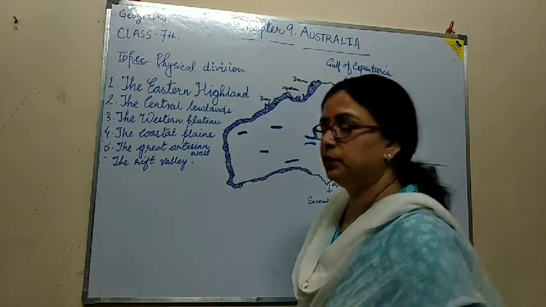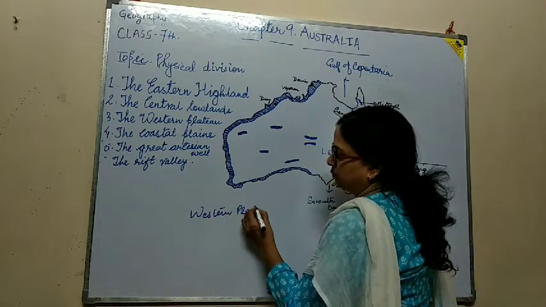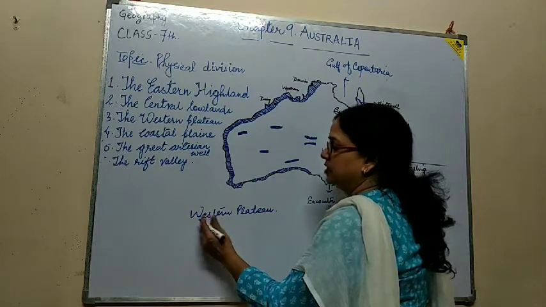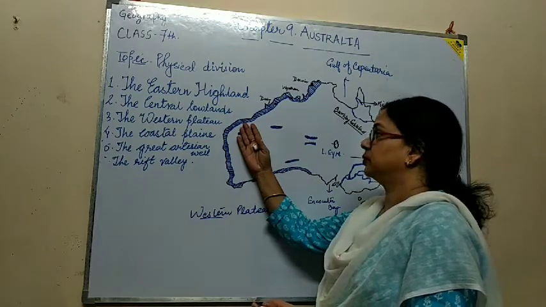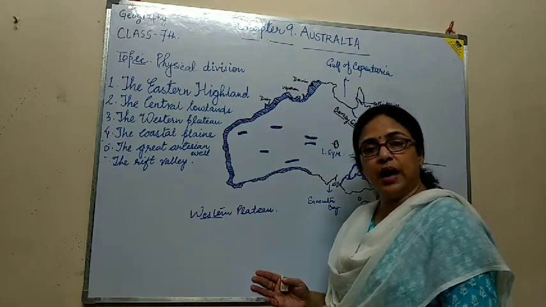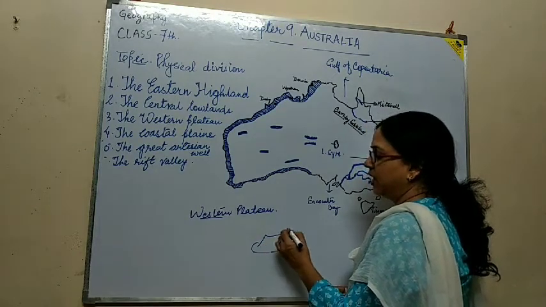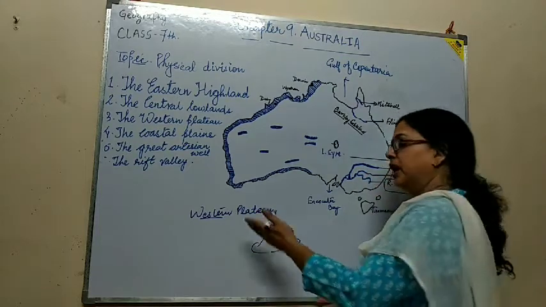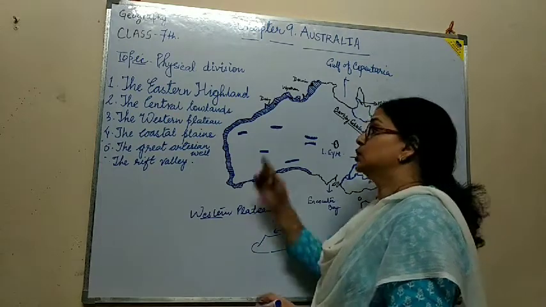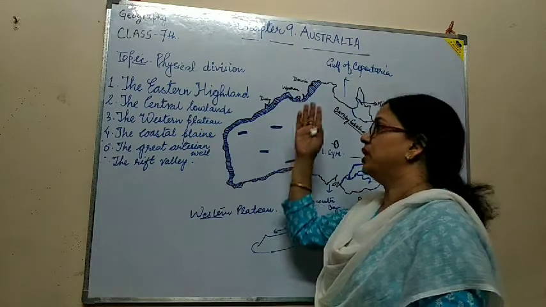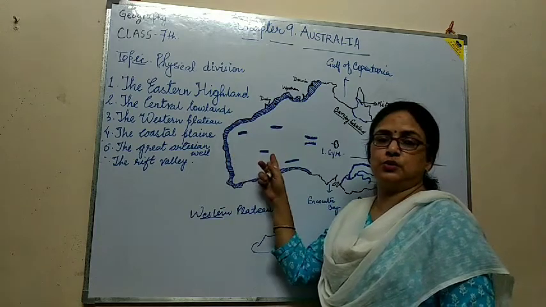The Western Plateau. Western means a part of a land which is situated in the west direction. And plateau is a land which is a little elevated from its surrounding area and flat at the top. It is lower than the mountain and higher than the plains. So it means that the western part of the continent, Australia, is a plateau region.